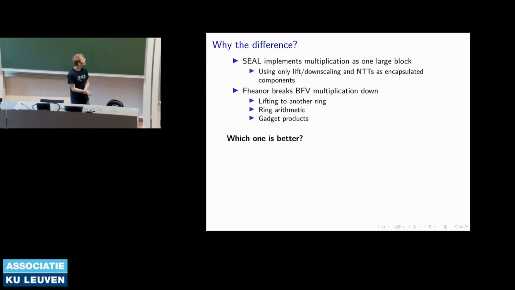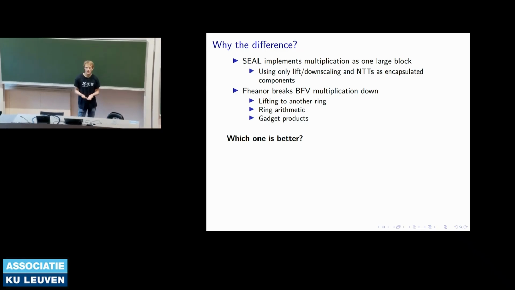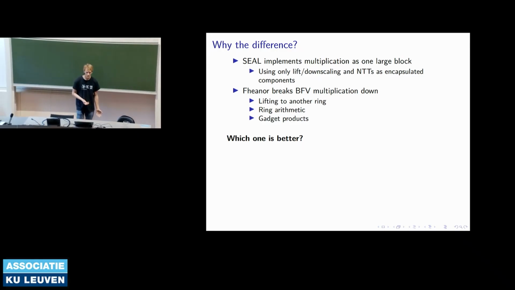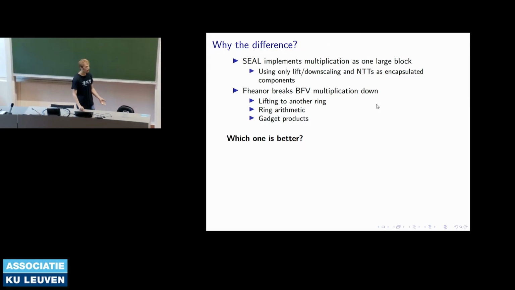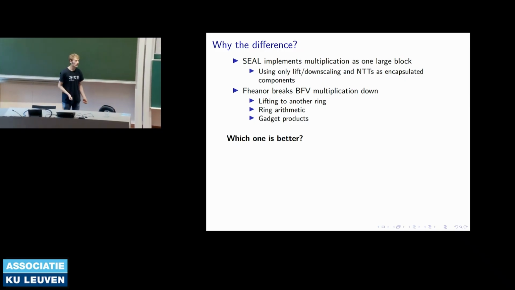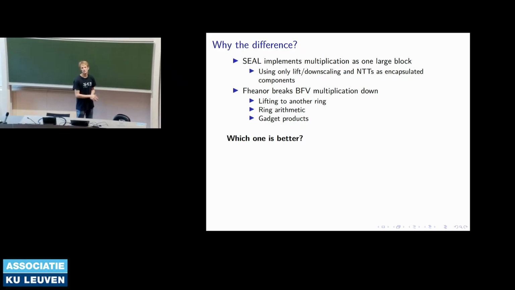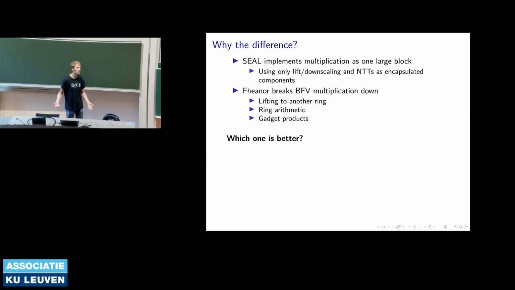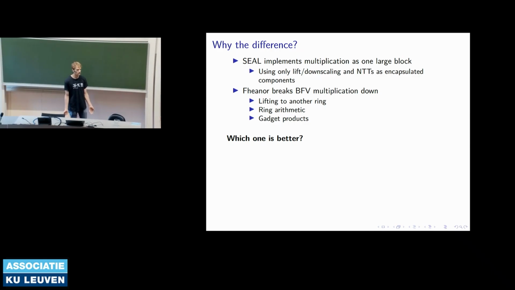Which one is better? If you want to go into the details of the scheme, if you want to implement your own scheme or want to change how the scheme is done, you will profit a lot from the Fheanor approach. Because all these little components, like the ring arithmetic or the gadget products, they're not just relevant for BFV multiplication. They're common techniques used all over FHE. So if you want to implement TFHE or whatever, you will also need them. So it's very nice if they're available as their own component.